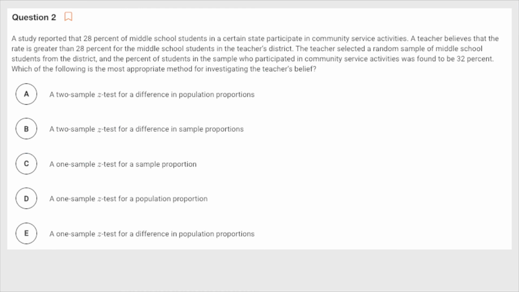Finally, question 2 says a study reports that 28% of middle school students in a certain state participate in community service activities, and a teacher believes that the rate is greater than 28%. Which would be the correct hypothesis test? So again, summarizing what you have with symbols, if a study reports that 28% of middle school students, that sounds like a population proportion. And if a teacher selects a random sample and finds out that 32%, that's a sample proportion. How are we going to do a hypothesis test?